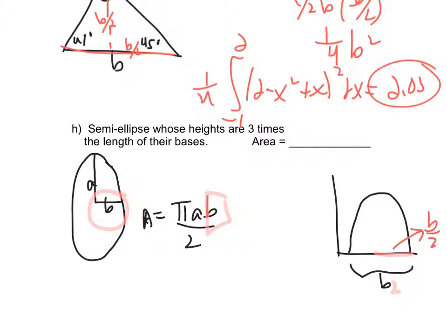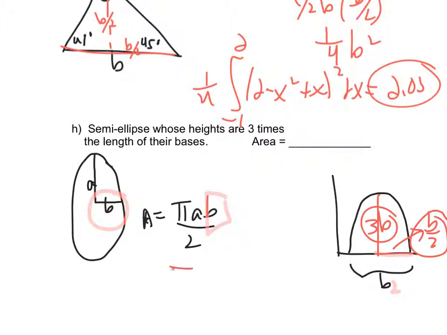And then it says the height, which is like a, is 3 times the length of the base. So it's going to be 3 times b, so it should be a lot longer than the actual base. The easiest thing to look at for this is to plug in those values that you have for the a and b values. So a is really 3b. B in this case is really b over 2.